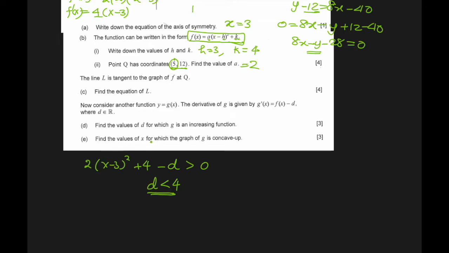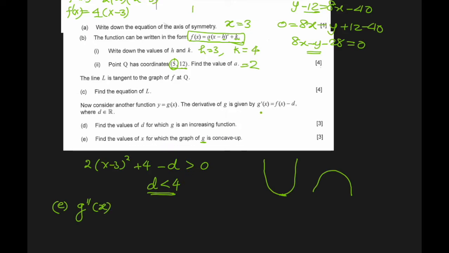That will be the answer of this one. Find the value of x for which the graph g is concave up. Concave up means opening up, right? This is called concave down. So for what values of x is g a concave up graph? That means the second derivative has to be positive for concave up, so that it has a minimum here. To decide whether a graph is concave up or not, we find the second derivative of that graph.